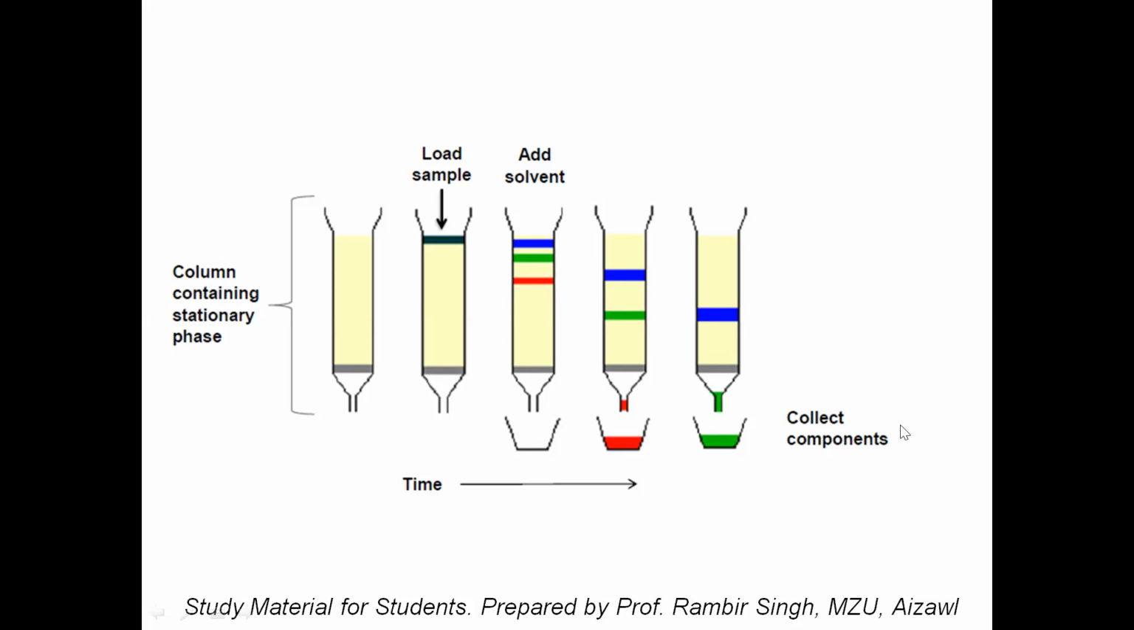Now, in case of reverse phase chromatography, the column is non-polar. So if I use a polar mobile phase, will the mobile phase interact strongly or weakly with the stationary phase? Sir, it will interact weakly.